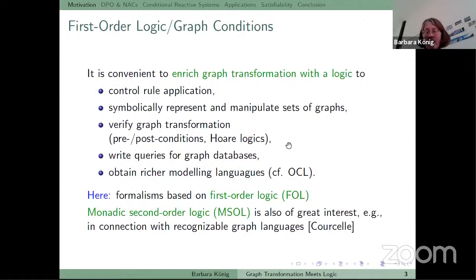Here, actually, I only want to talk about first order logic. Monadic second order logic would also be of great interest, especially if you look into the work of Courcelle, who worked a lot on monadic second order logic in connection with graphs and the connection to recognizable graph languages and so on. All of this would of course be very interesting, but this talk is only about first order logic and not about second order logic.